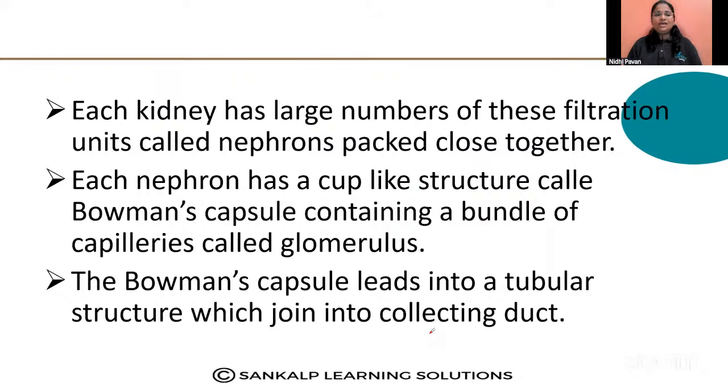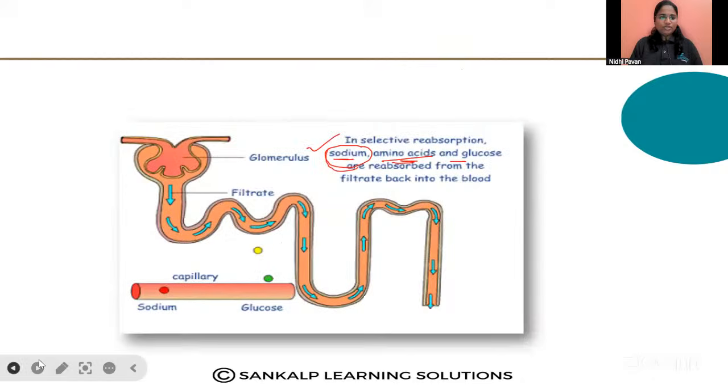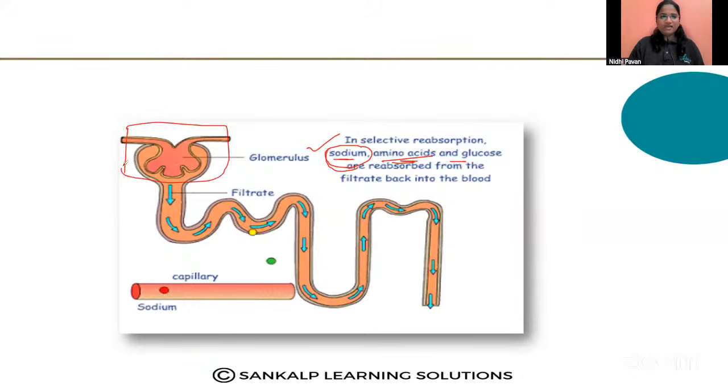See, each kidney has a large number of filtration units. So here nephrons are also called filtration units, or you can say cells of kidneys, or structural and functional units of kidneys. Each nephron has a cup-like structure which is called Bowman's capsule. So here you can see the Bowman's capsule. Let me show you. This is a Bowman's capsule, a cup-like structure.